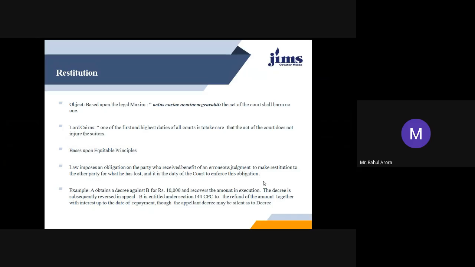Now I will move further and give you another example with regard to the same. A obtains a decree for possession of immovable property, and in execution of the decree obtains the possession thereof. The decree is subsequently reversed in appeal. B is entitled under this section to restitution of the property, even though there is no direction for restitution in the decree of the appellate court.